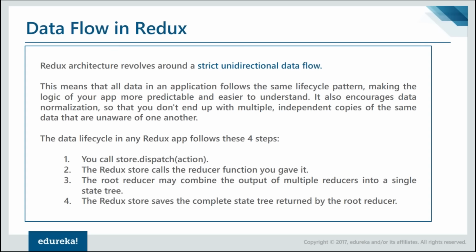So first of all, Redux is architecture which revolves around strict unidirectional data flow. So when I say unidirectional data flow, it means the data is flowing from parent to child. So at the top, we have a parent and it can have multiple child. So data is flowing in one particular direction only, which means that all the data in your application follows the same life cycle pattern, making the logic more predictable and much easier to understand, and also maintainable.